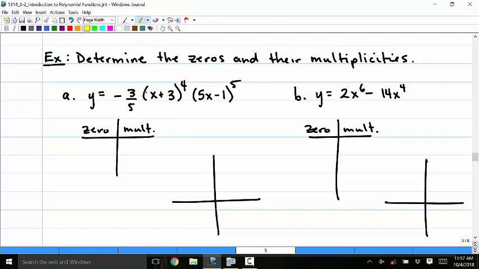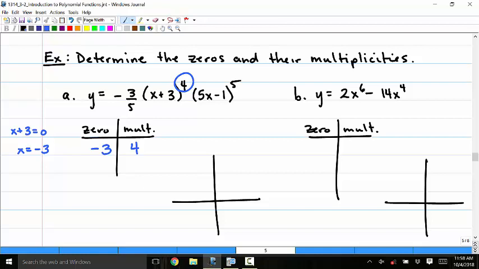So this first one, actually let's back up. Is this a linear factor? Is there an x in there? No. If you set that equal to 0 and solve for x, does that do anything for you? No. So we ignore it. So we move to this piece, (x plus 3) to the fourth. If I set x plus 3 equal to 0, I get x equals negative 3. That is a zero. Now the multiplicity associated with that zero is the power up here. It's 4.